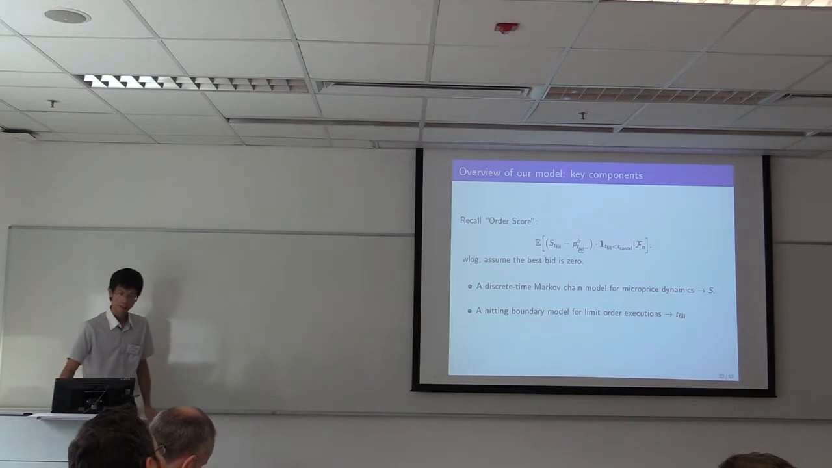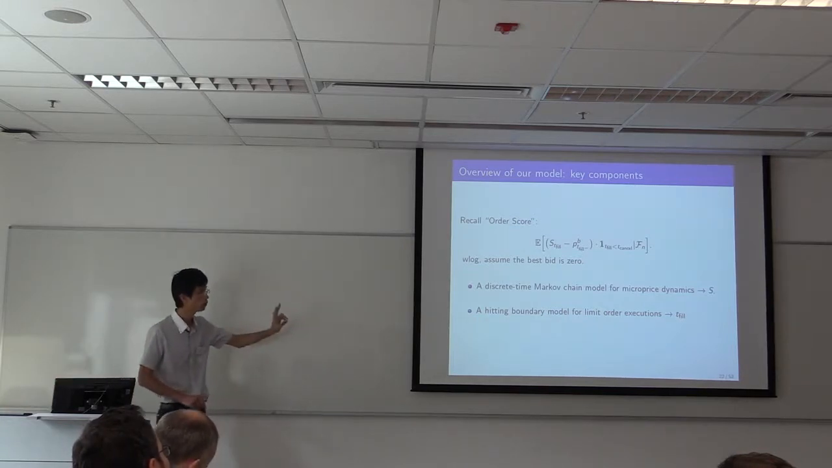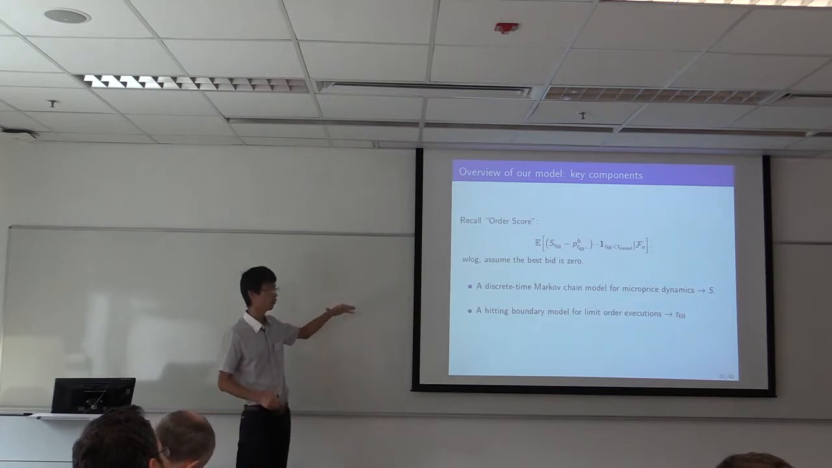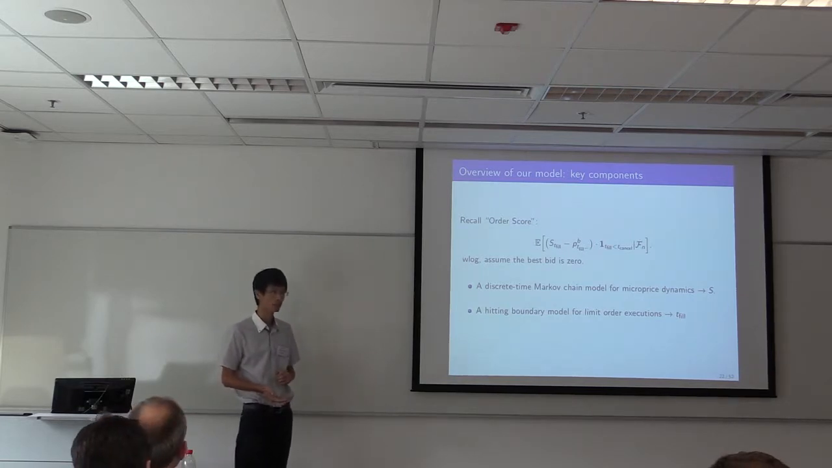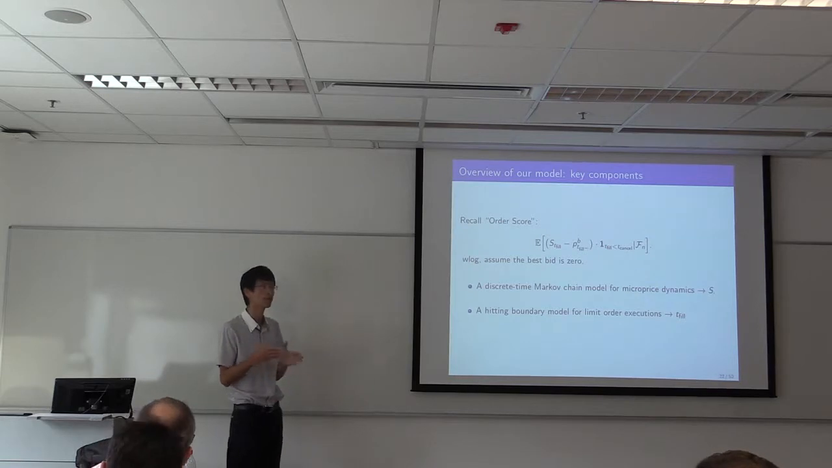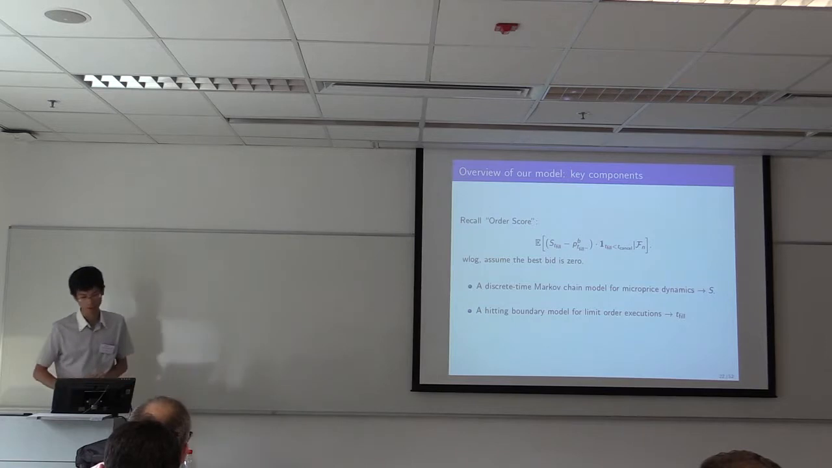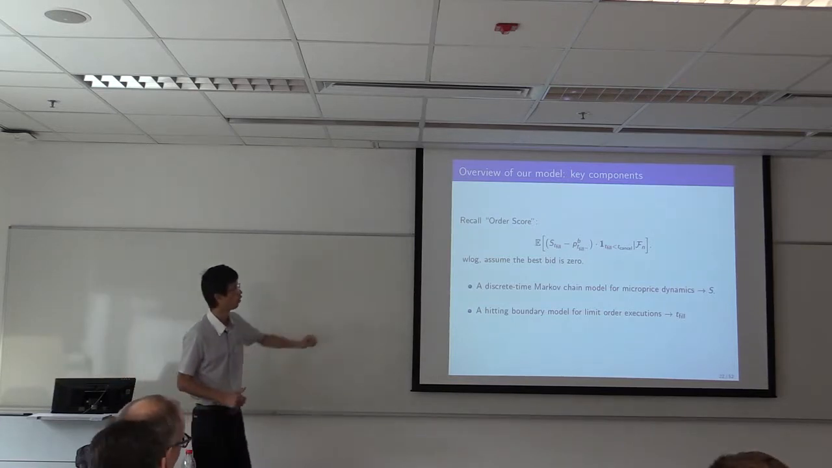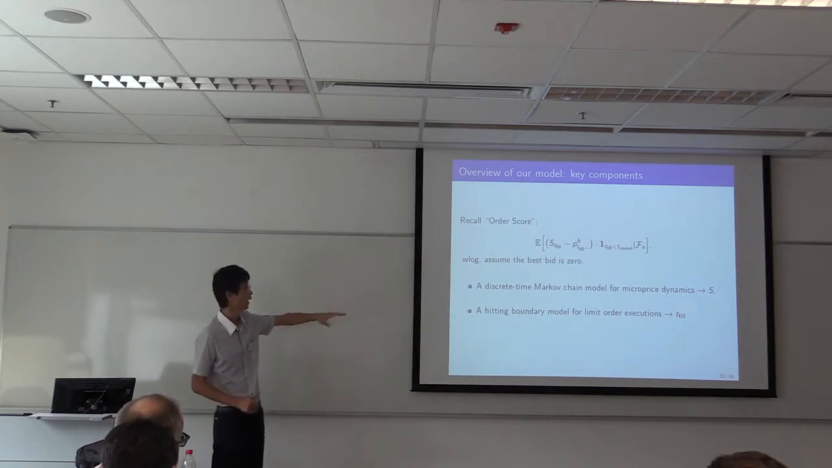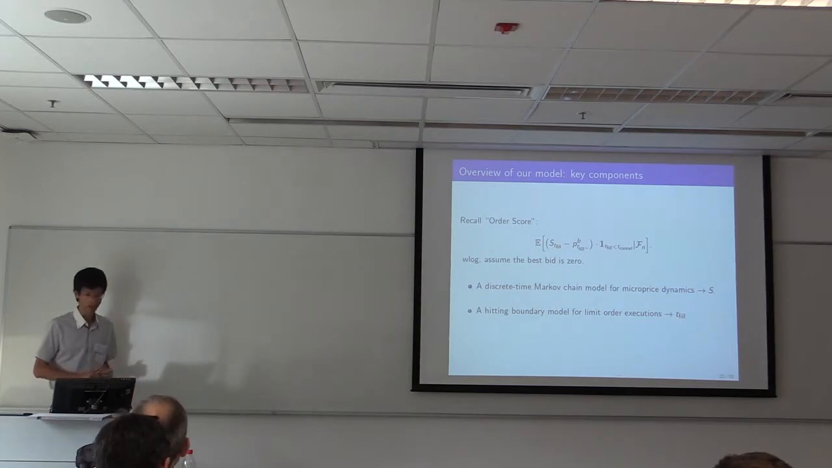Here is a quick overview of the key model elements. We have two. The first is that for the fair value of the asset, we need a model. In this case, I'm going to use a discrete time Markov chain. It's simple, but actually we started with simpler models like a random walk. Unfortunately, it does not work very well, so we moved on to a Markov chain. And second, we need a model for the time to fill. In this case, I'm going to use a normal hidden boundary model for the limit order executions.